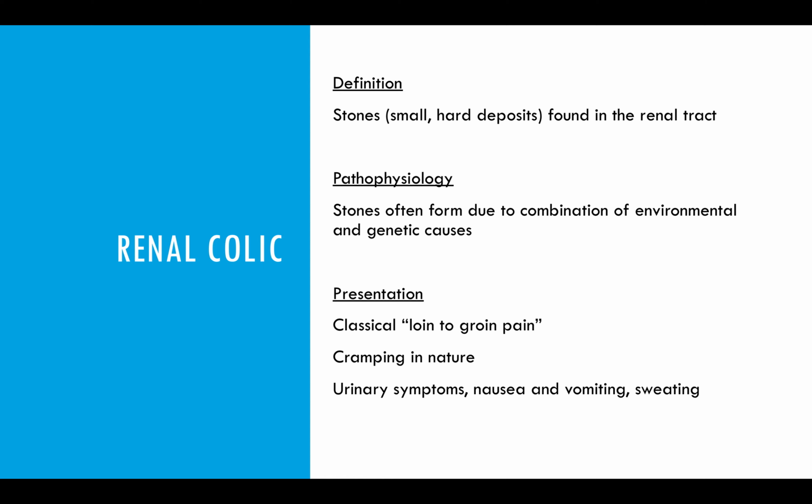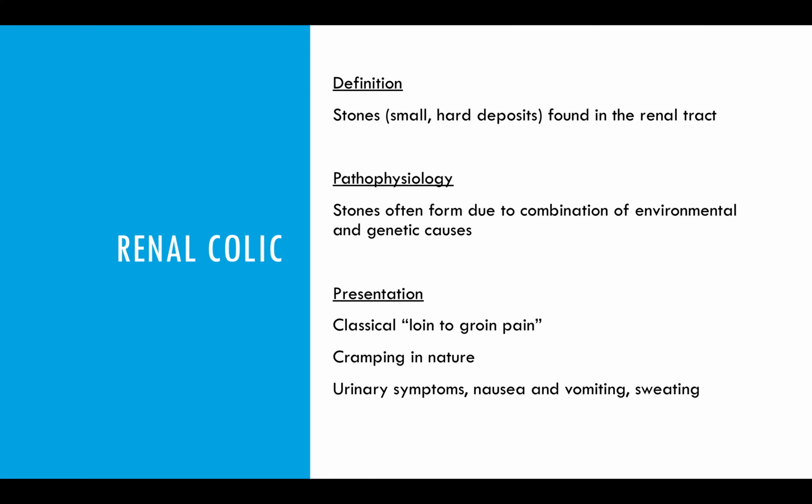Renal colic, so renal stones. So obviously stones are sort of small, hard deposits. They're often sharp. They are found in the renal tract. I mean, we have lots of options of stones in the body. Now, they're often formed due to a combination of environmental and genetic causes. So, some people produce more sort of renal salts and things like that than other people.